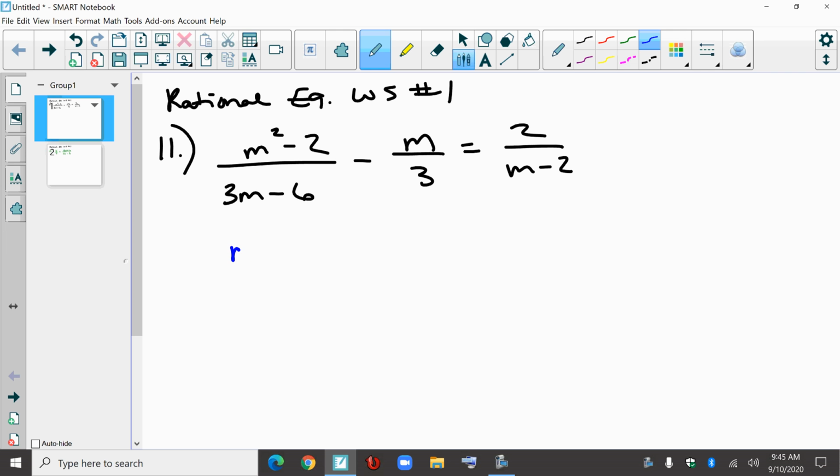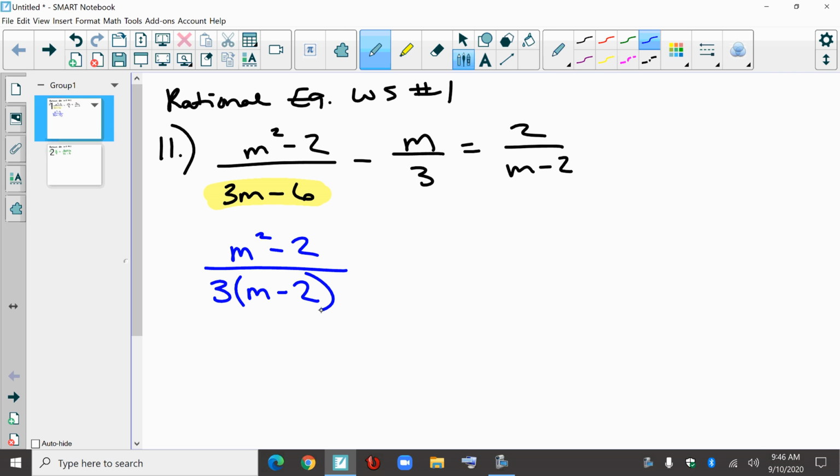So I'm going to recopy the numerator on this one, and then on this denominator right here, it's not factorable into two binomials, but it does have a GCF, and that GCF between 3 and 6 is going to be 3. That is the largest number that they have in common. So if I pull out a 3, dividing both terms by 3, 3m divided by 3 is going to be m, 6 divided by 3 is going to be 2. Meaning if I distribute the 3 back in, I'm going to get 3m minus 6.